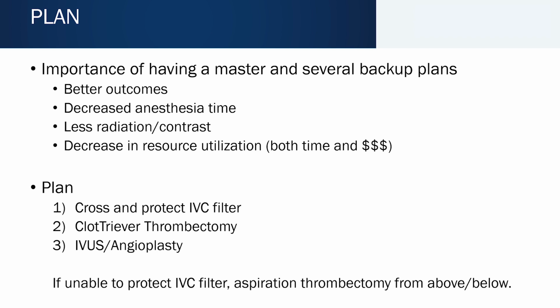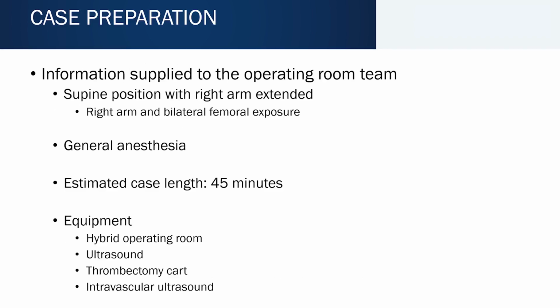The choice of ClotTriever is primarily because this was considered to be an acute on top of a chronic pattern, most likely, and a ClotTriever, in our opinion, would allow us to access that chronic thrombus as effectively as possible in our first attempt. If we were unable to protect the IVC filter, we would likely then go to our backup plan, which would be aspiration thrombectomy, coming from both above and below the thrombus from two different access points.